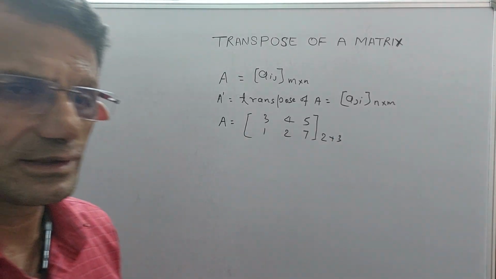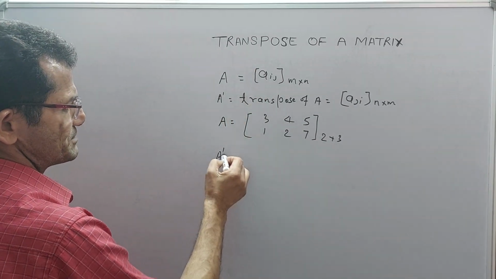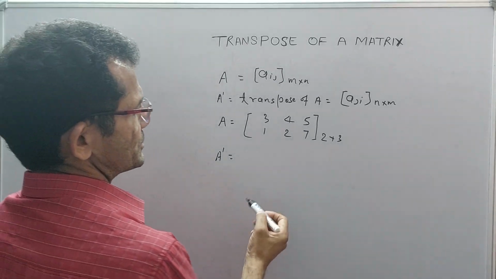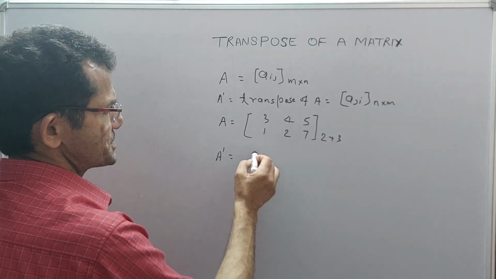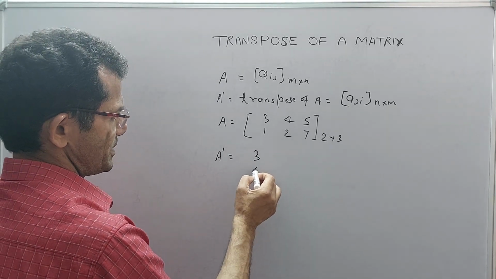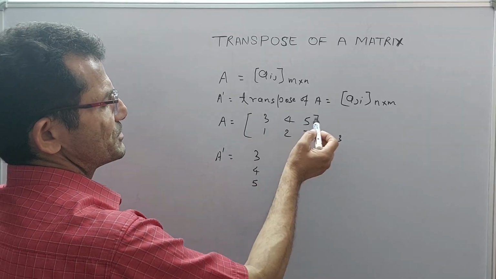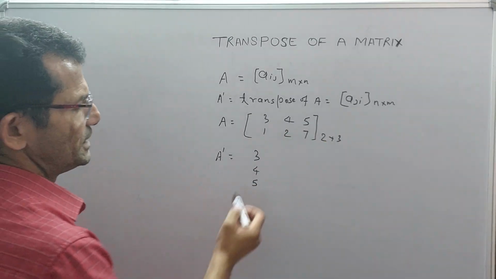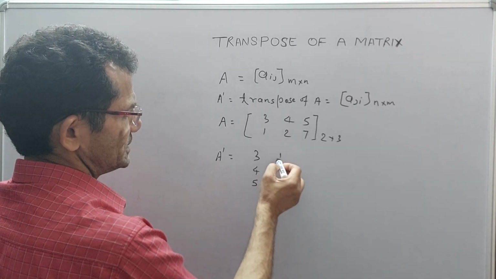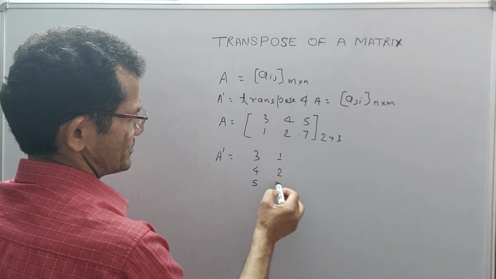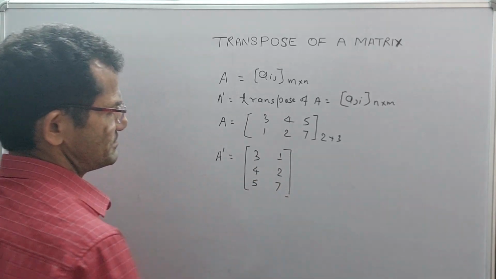If I find the transpose of this matrix A, the first row becomes the first column, so the first column becomes 3, 4, 5. Earlier it was 3, 1. Now the first row becomes the first column and the second row becomes the second column, so 1, 2, 7. So it becomes our new matrix, known as the transpose of matrix A.